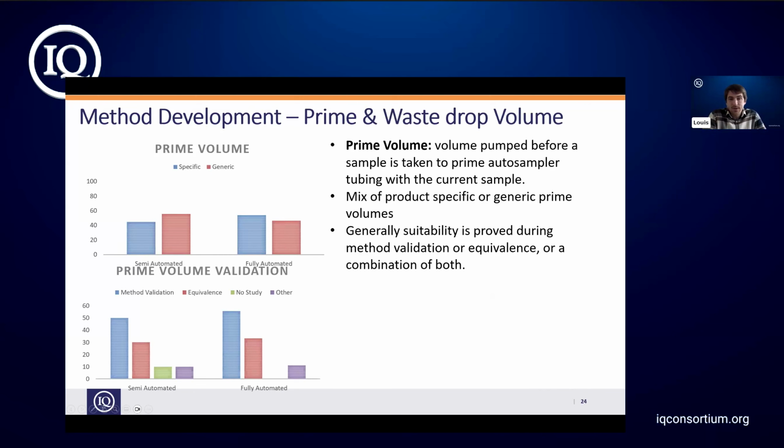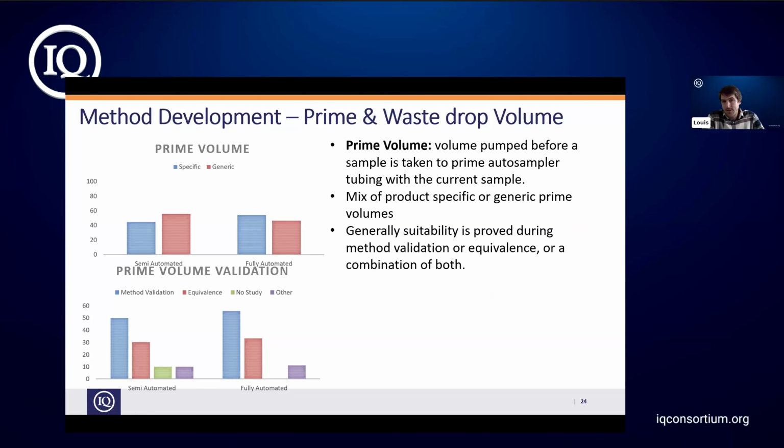So now we shift gears a bit. We discussed the features of the automated systems, and then we also asked some questions on actually how people develop methods on their automated systems, and we zoomed in on a few specific items. The first is the prime and waste drop volume. So to repeat, the prime volume is the volume that you pump before a sample is taken to actually prime the autosampler tubing with your current sample.